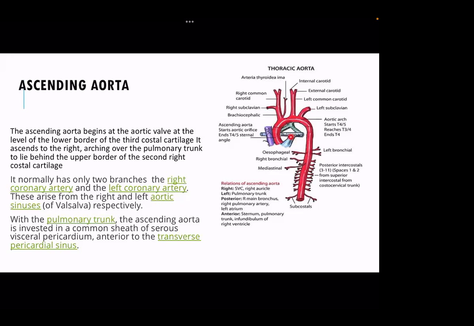Now, the relation of the ascending aorta. To the right, the superior vena cava; to the left, the pulmonary trunk; posteriorly, the right main bronchus and the right pulmonary artery; and anteriorly is the sternum.